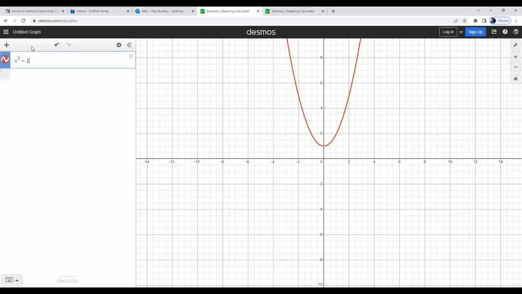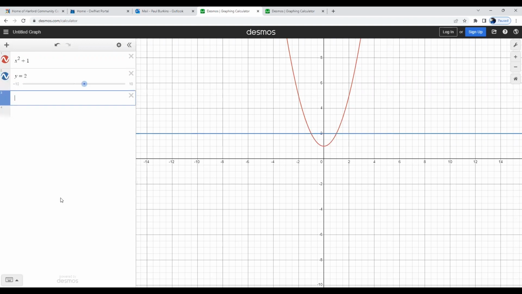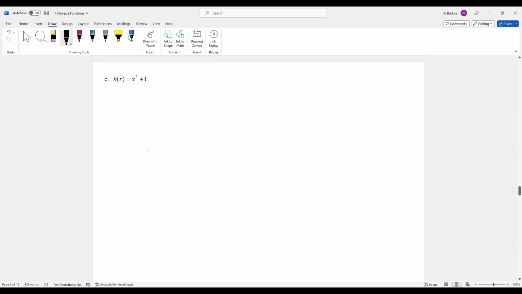Kind of combining some of the stuff we've been learning thus far. If we were to draw a horizontal line, what happens? If I let y equal 2, for instance, I touch the curve in 2 places. So this does not pass the horizontal line test. So we're going to say no inverse.